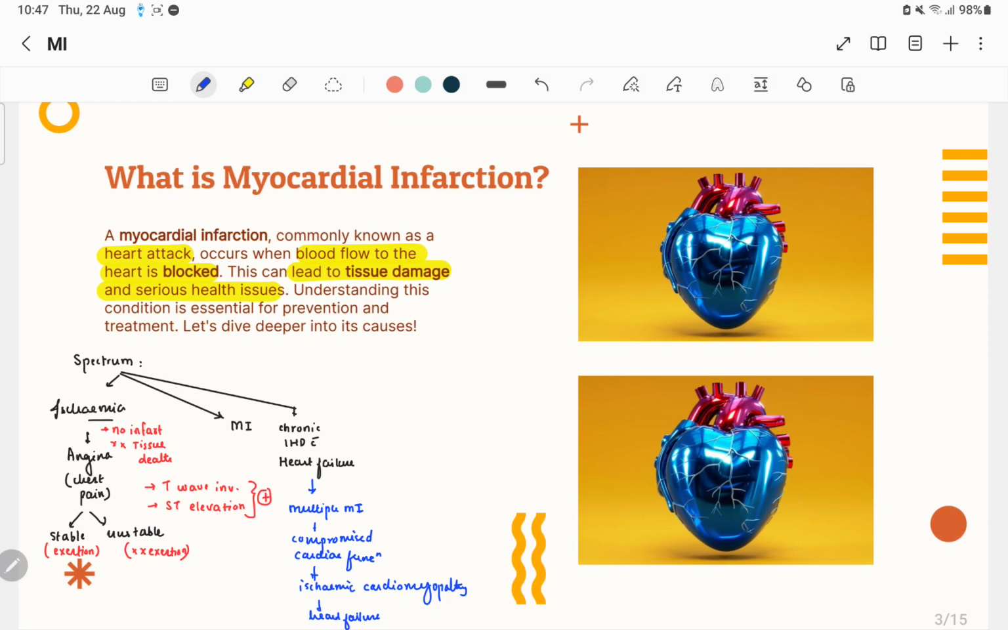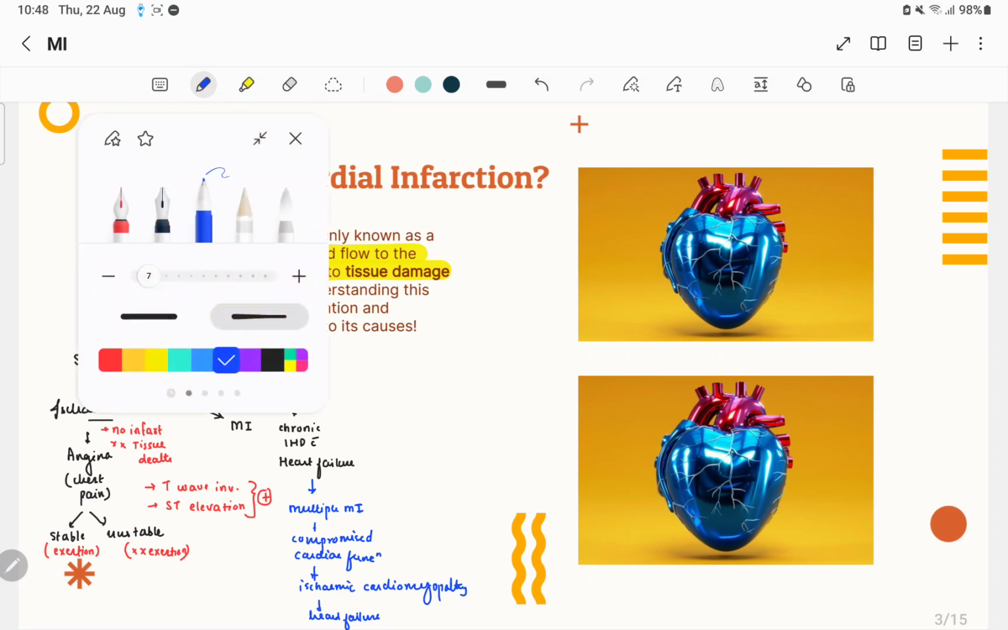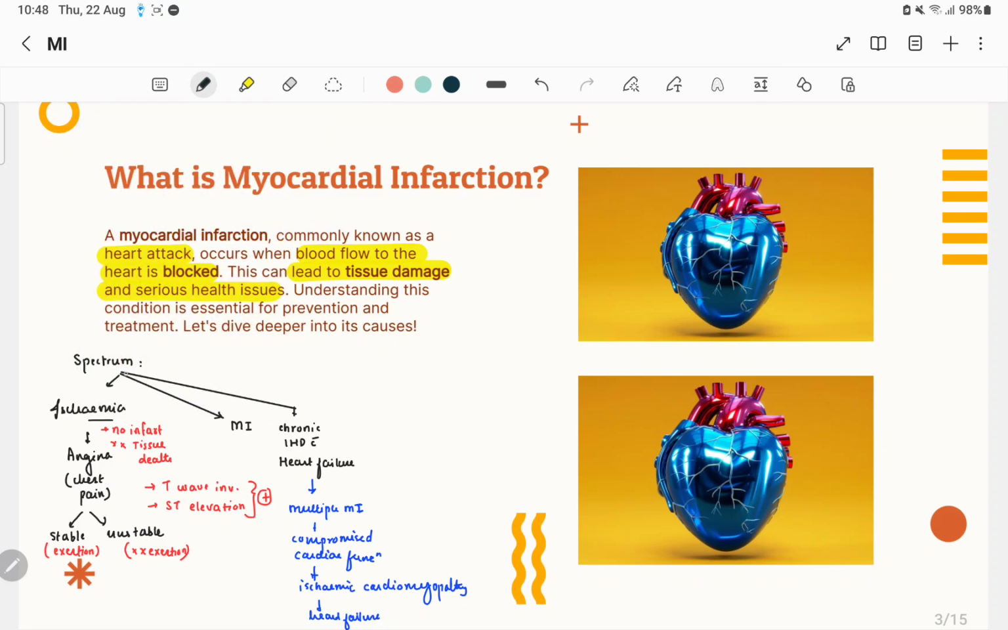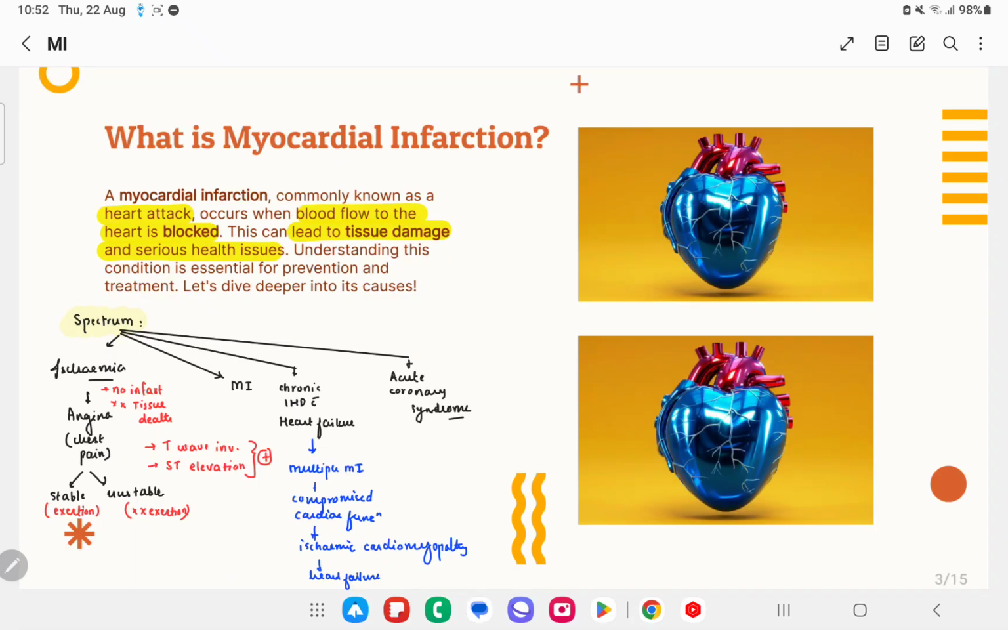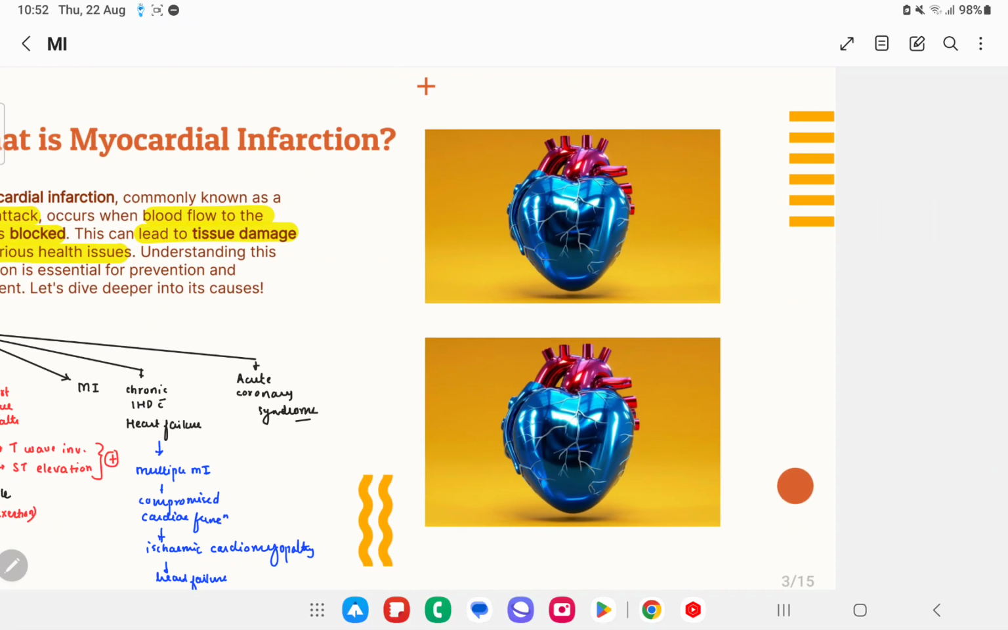Okay, so this is one spectrum, and then we can have acute coronary syndrome as well. So four disorders in the spectrum, or we can have an acute coronary syndrome as well. Okay, after this let's move on to the next slide.